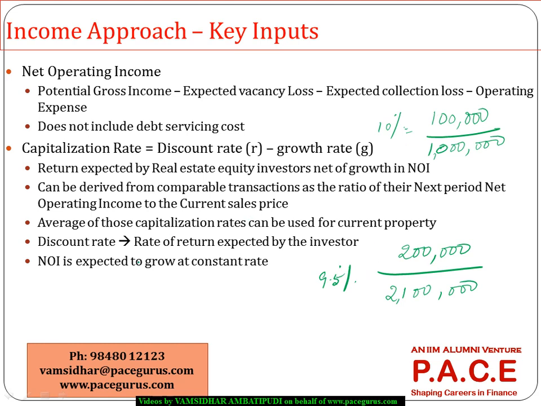Now if I want to use these as my comparable properties to value my current property, then because these two are the comparable properties, I'll take the average of their capitalization rates. So 9.75% becomes the capitalization rate for my property. I'll find out the net operating income for this property and divide it by the capitalization rate to arrive at the value of the current property. So that is one of the ways we estimate value using this income based approach.